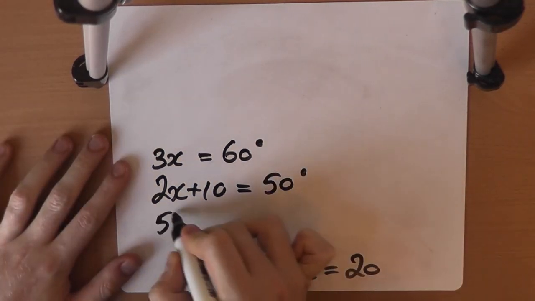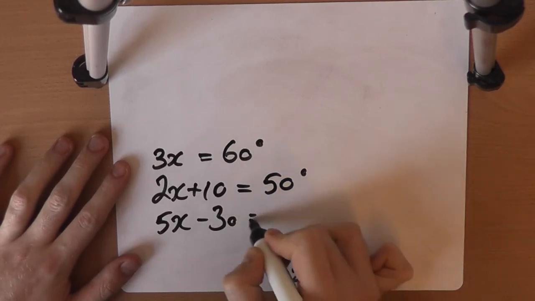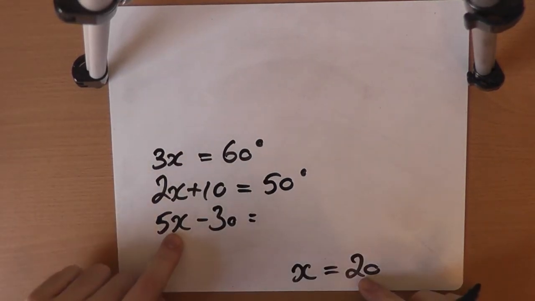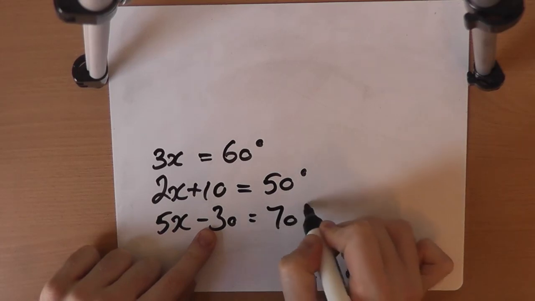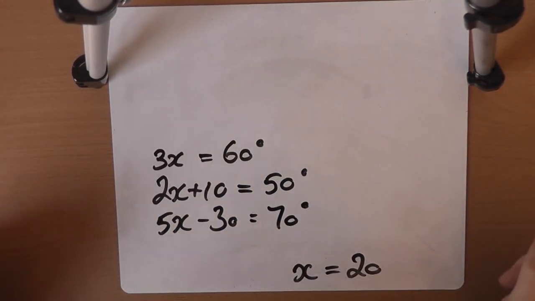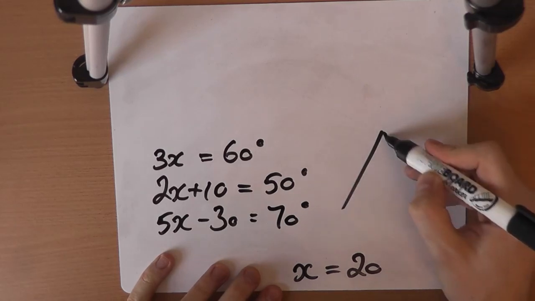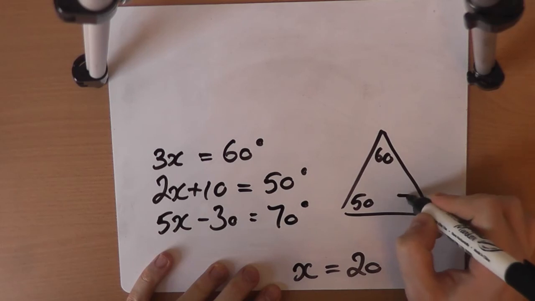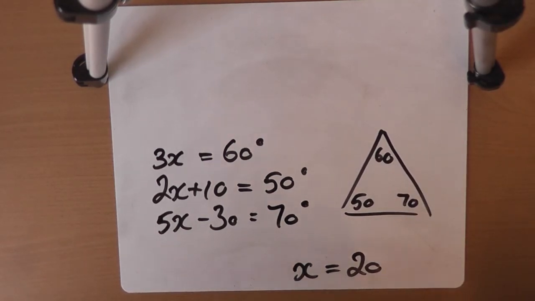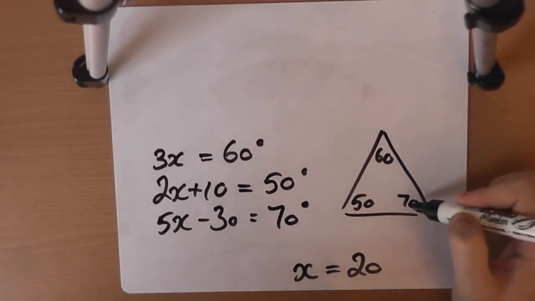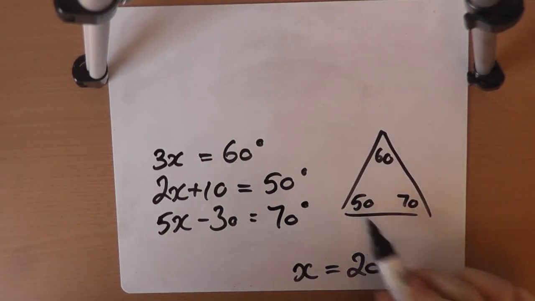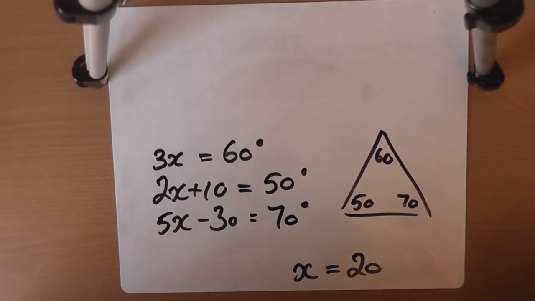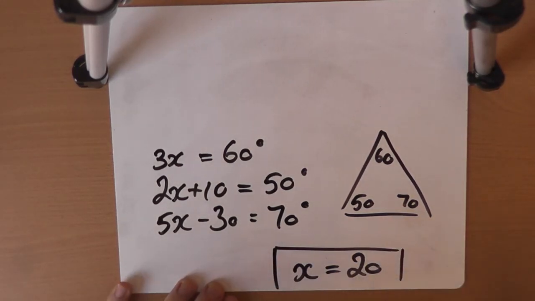And the third angle, 5x take 30. Well, 5 lots of the x, 5 lots of the 20 will be 100. Take away the 30 is 70 degrees. That's also sensible for a triangle. You could have a triangle with angles of 60, 50, and 70 degrees. That would be okay. And if you add those 3 together, 60 and 70 gives you 130, plus the 50, 180, and everything works nicely. But all we needed to do was give the value of x. So there is our final answer at the bottom, x equals 20.